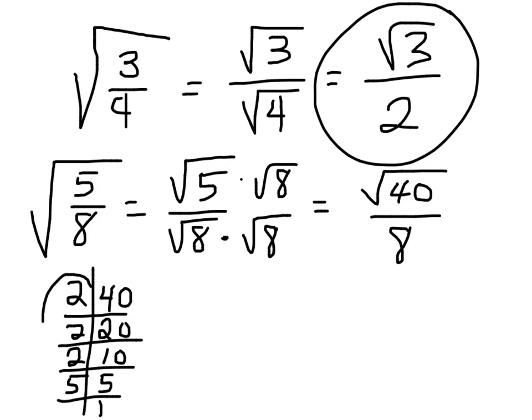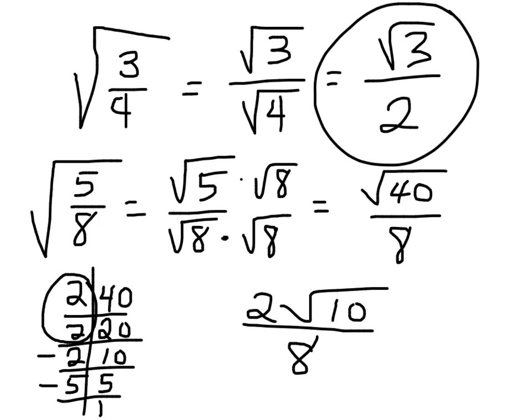I got 1 pair of deuces. Any other pairs of the same? No. What goes on the outside? 2. What number did you circle? You circled the 2. What number stays on the inside? 10. This 2 times 5 is 10. Those 2 losers have to stay inside. Now, with this, when it says 2 root 10 over 8, the 10 is safe. You cannot touch the 10 anymore. You've already reduced it as much as you can.